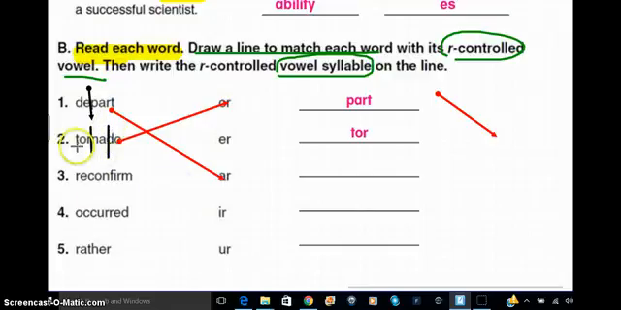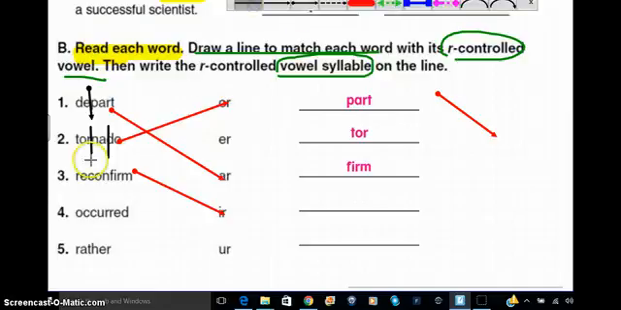Okay. So I see three separate vowels, and they're right next to consonants, so that's an easy way to break that up. Okay. Let's go again. Reconfirm. Where do you think we're going to go with that one? Yeah, we're going to go to IR. Okay. And where's that syllable? Firm. So if we look at this word, reconfirm.